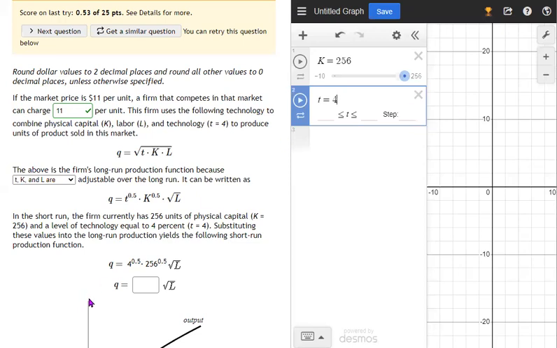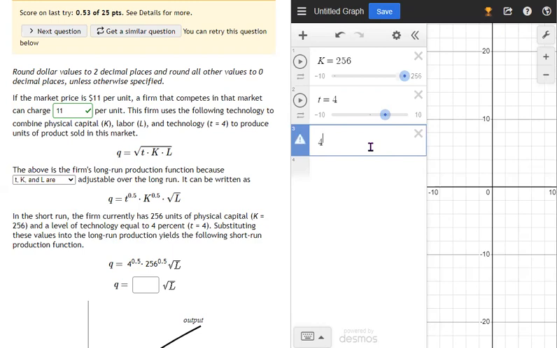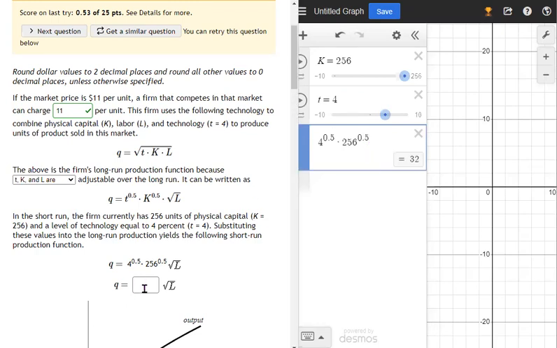All right, so what we need to do now is calculate the coefficient of square root of L. One way you can do that is by doing 4 raised to the 0.5 power times 256 raised to the 0.5 power. So I can do that. 4 raised to, this raised to is shift 6, 0.5 times 256 raised to, again, shift 6, 0.5. And we get 32.